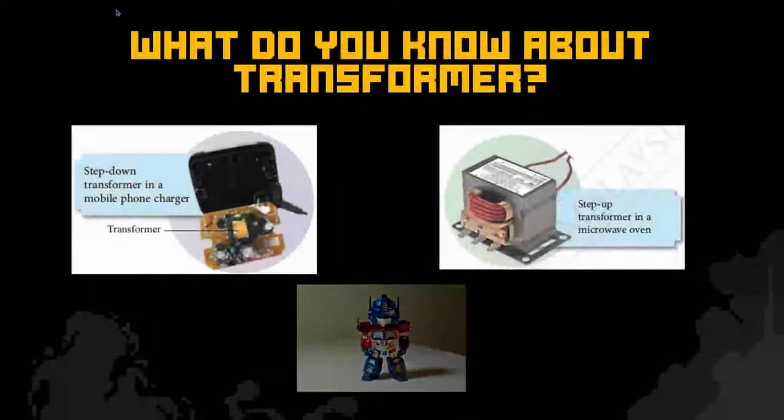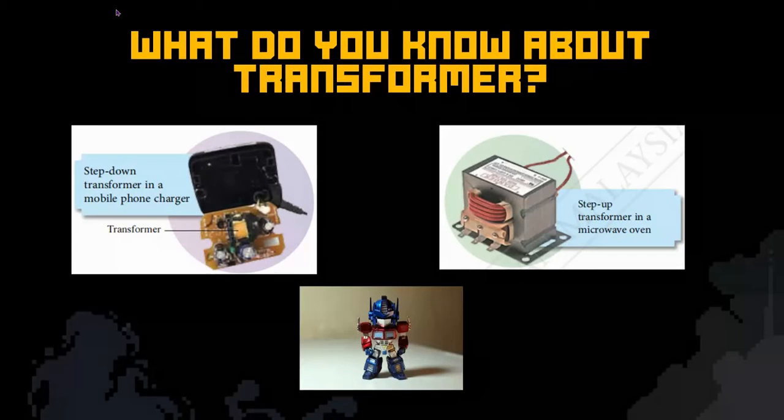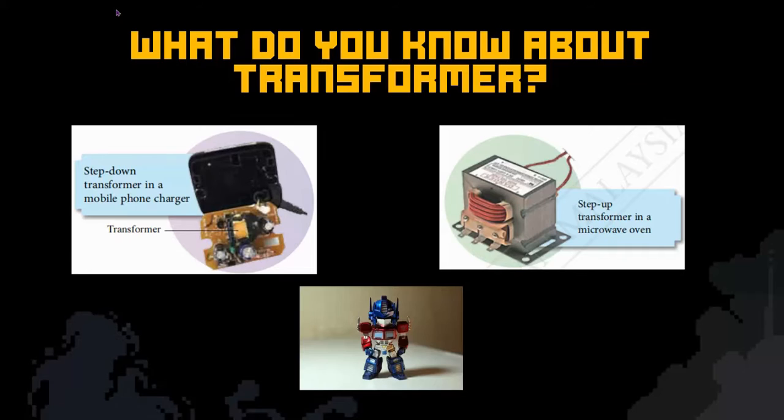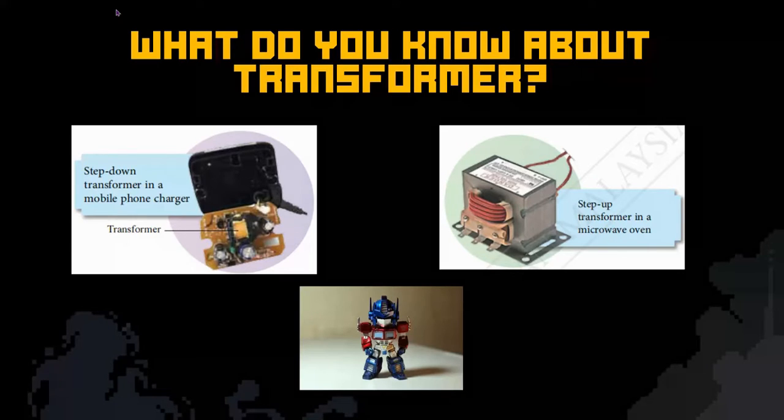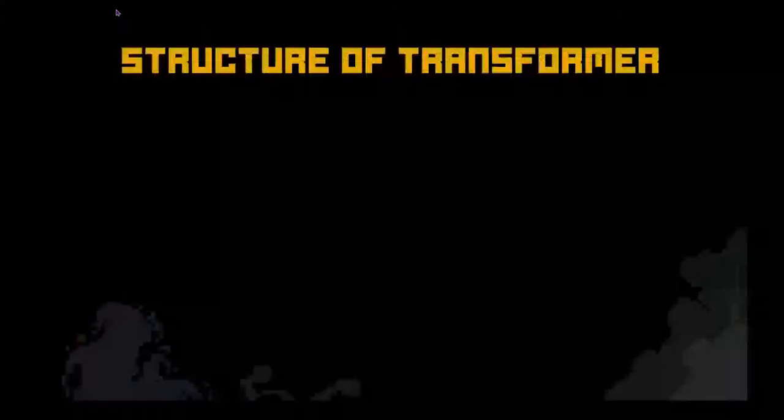What do you know about transformers? It's not the transformer robot, okay? There are two types of transformer. First is the step down transformer, usually used in mobile phone chargers. The second one is the step up transformer, for example used in microwave ovens.